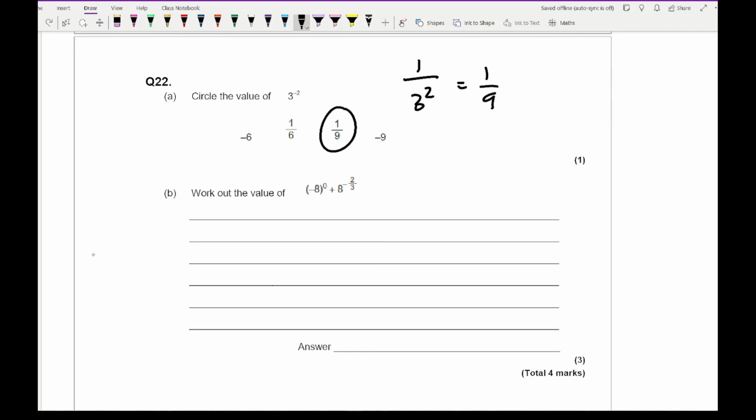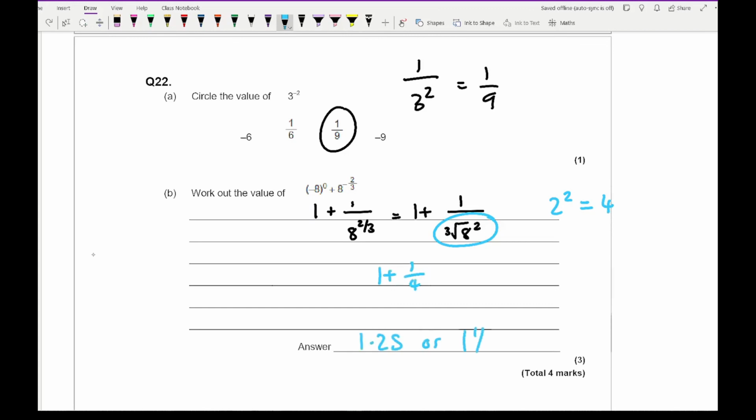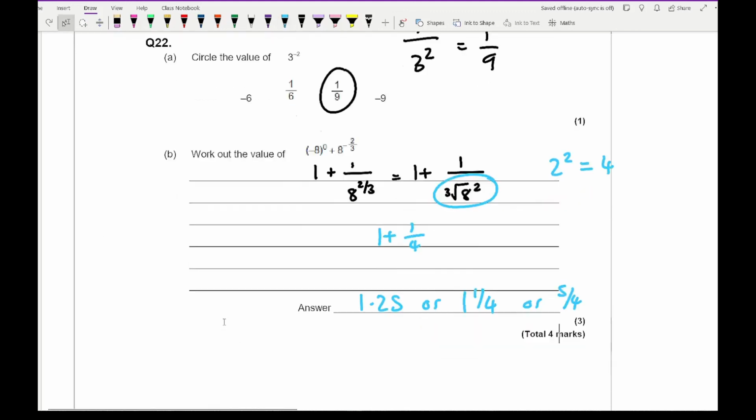Then it says work out the value of this. So anything to the power of 0 is 1 plus, and then 8 to the power of, so it's going to be 1 over 8 to the power of 2/3, which is 1 plus 1 over the cube root of 8 squared, which is 1 over, let me just correct that. So this is going to be 2 squared, which is 4. So it's going to be 1 plus a quarter. So that's going to be 1.25, or I could write it as 5 over 4. So any of those three answers would be fine.